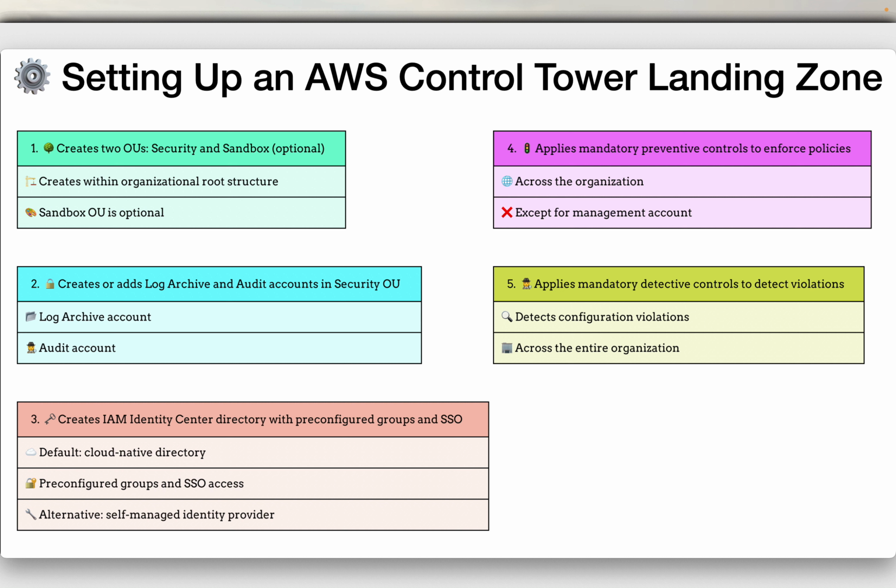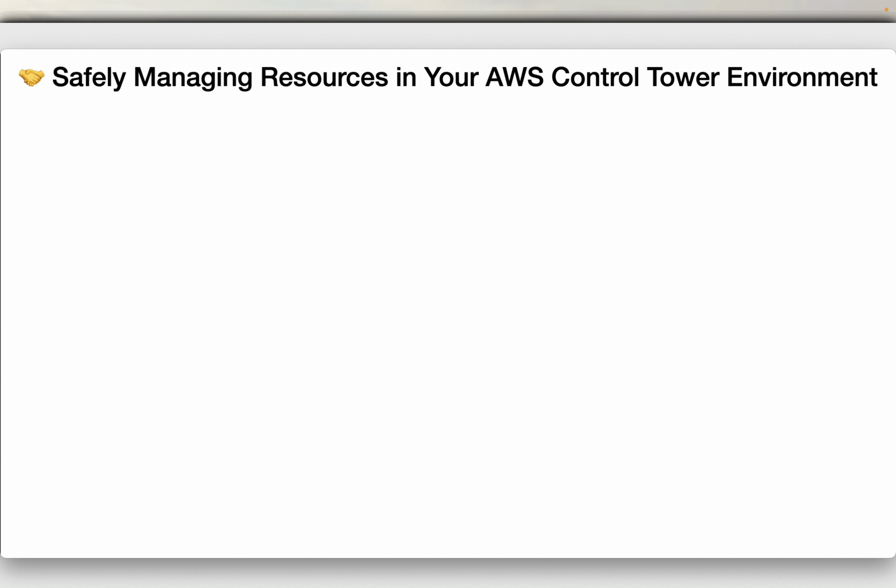It also applies all mandatory detective controls to detect configuration violations across the organization as a whole. Okay, and how to safely manage resources in your AWS Control Tower environment.